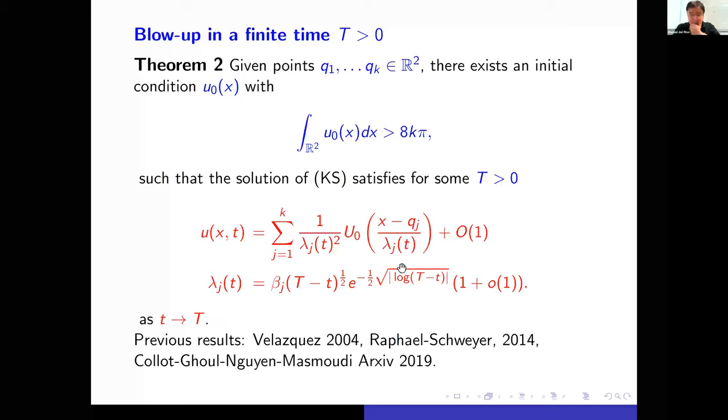What we find is that this solution now has this form. Again, it's a bubble, but where the bubble has this more complicated form, which is slightly smaller in reality than the same similar shape, which is (T minus t) to the 1/2. And there were previous results anyway along these lines, as I mentioned before.